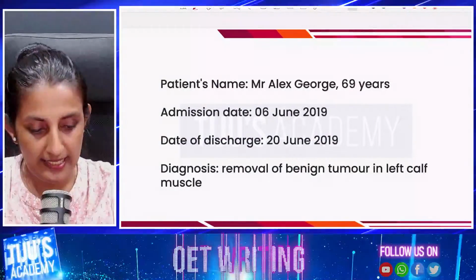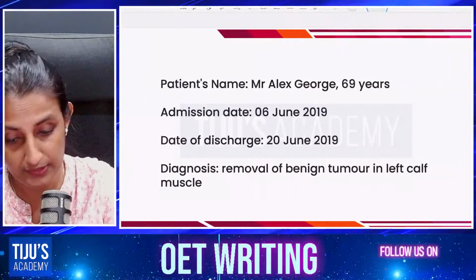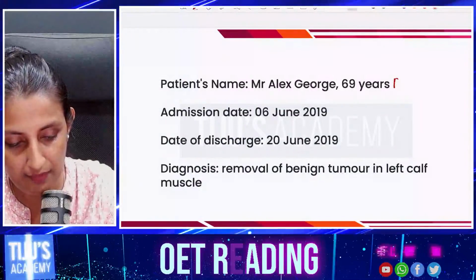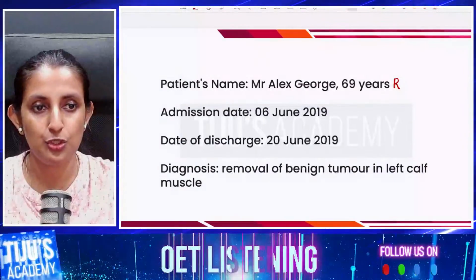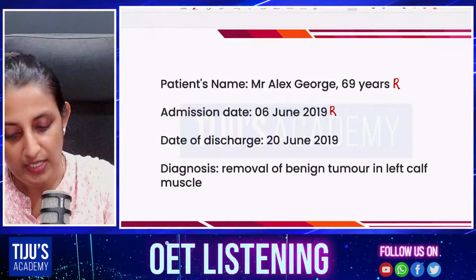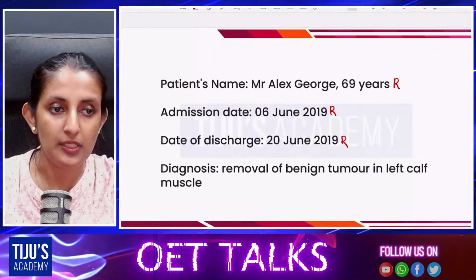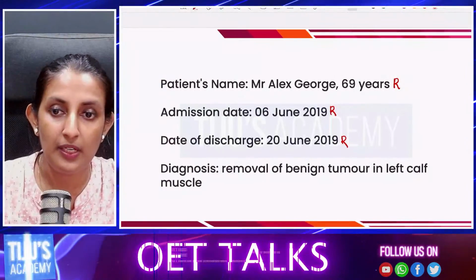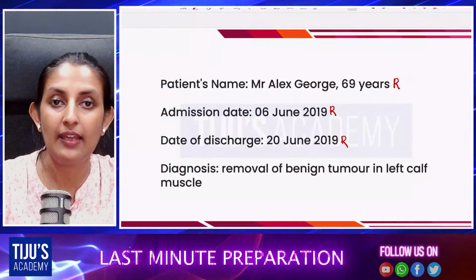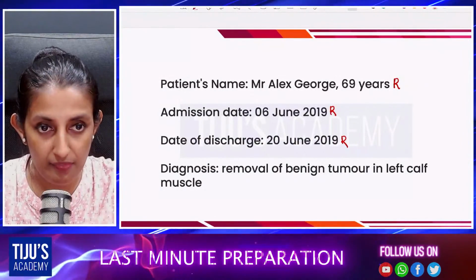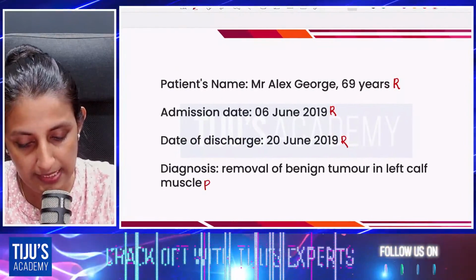Patient name is Mr. Alex George and he is 69 years old. So that is completely irrelevant information for us. And for us, the admission date, that is 6 June 2019, is relevant. Discharge date is also relevant. And coming to the diagnosis, removal of benign tumor in left calf muscle. Diagnosis in the sense he had a tumor in his left calf which was removed through a surgery. That is his current status. So this is also completely relevant.